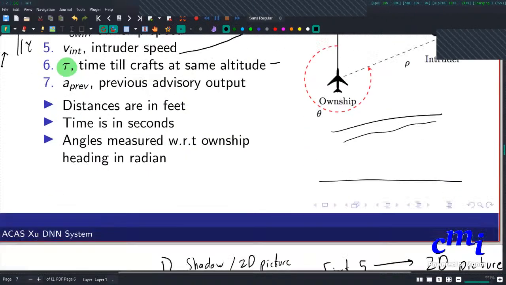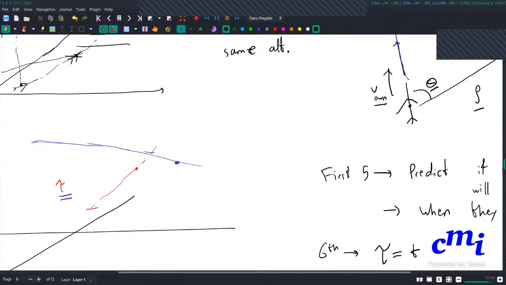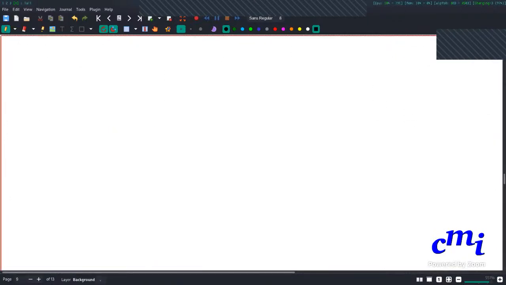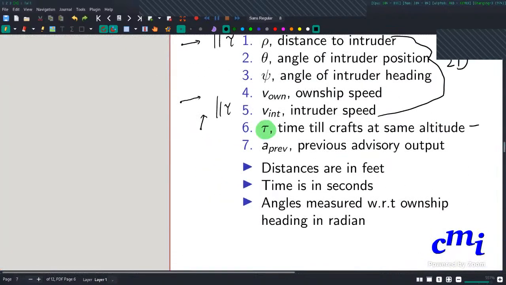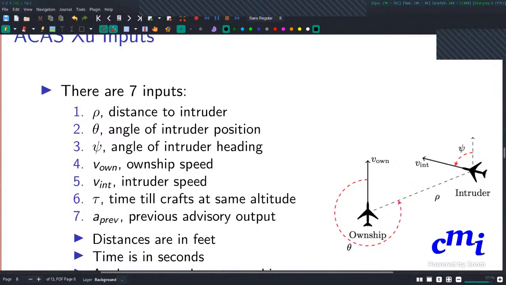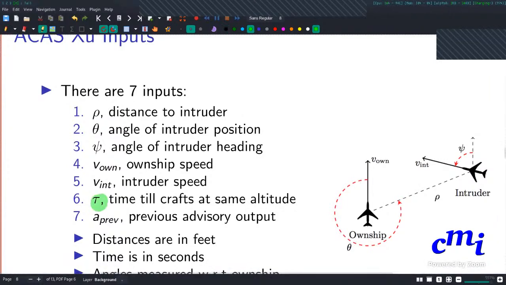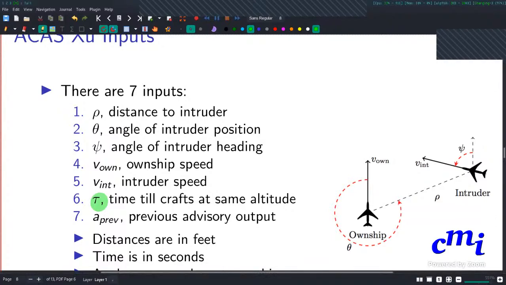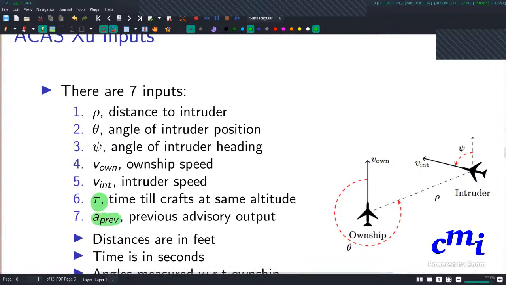So now we have these 6 inputs. The first 5 basically give us the 2D picture. The 6th one gives us the time till loss of vertical separation. The 7th input is just whatever the previous output is. The 7th input just encodes what the network saw as the previous output.